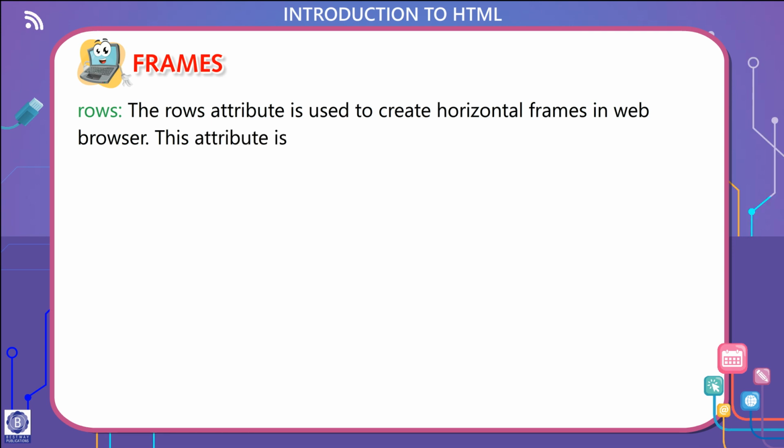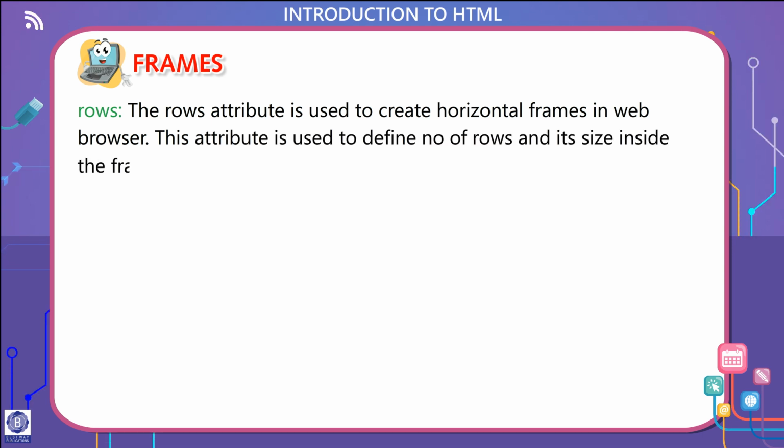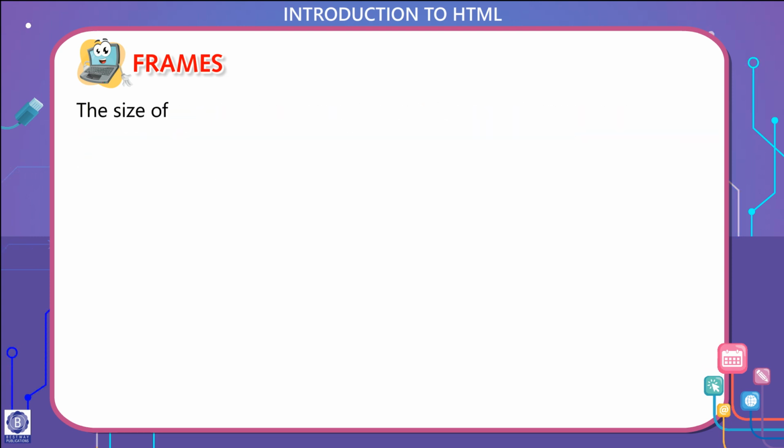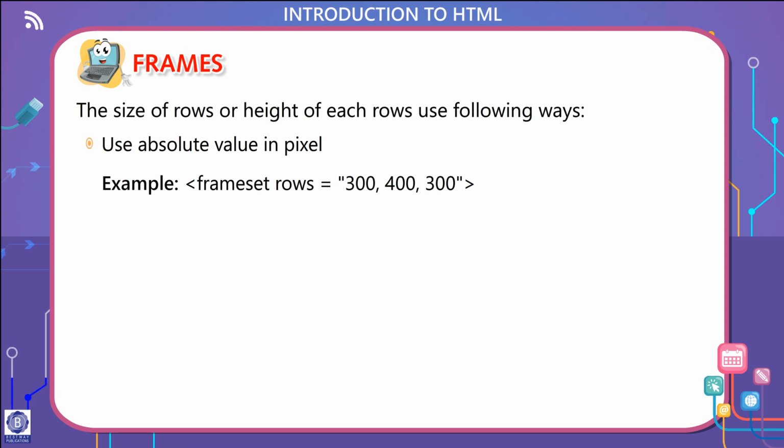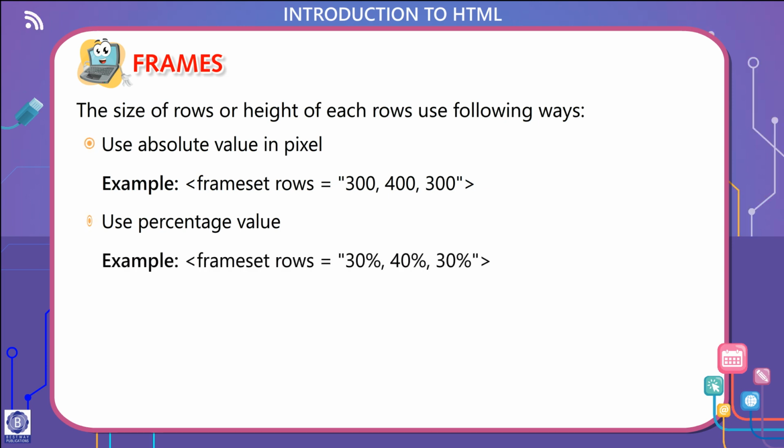This attribute is used to define the number of rows and their size inside the frameset tag. The size of rows, or height of each row, can be given in the following ways. Use an absolute value in pixels. Example, frameset rows="300, 400, 300". Use a percentage value. Example, frameset rows="30%, 40%, 30%".